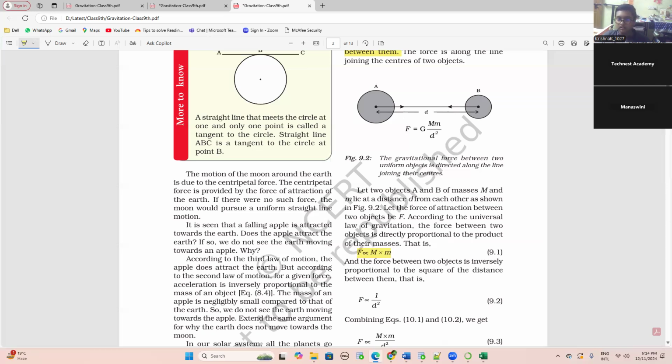Yes, sir. It's clear. Okay, great. And the force between two objects is inversely proportional to the square of the distance between them. Right now we have discussed this, yes or no? Yes, sir. So force is inversely proportional to the square of the distance, but directly proportional to the product of the masses.